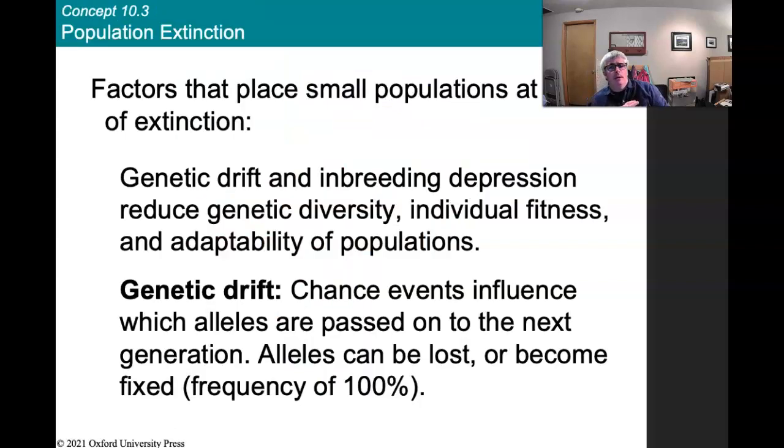Factors that place small populations at risk for extinction: genetic drift and inbreeding depression both reduce genetic diversity, individual fitness, and adaptability of the population. Genetic drift means chance events influence which alleles are passed on to the next generation, causing alleles to become lost or become fixed. The frequency becomes 100%. Again, we talked about that more a couple chapters ago.